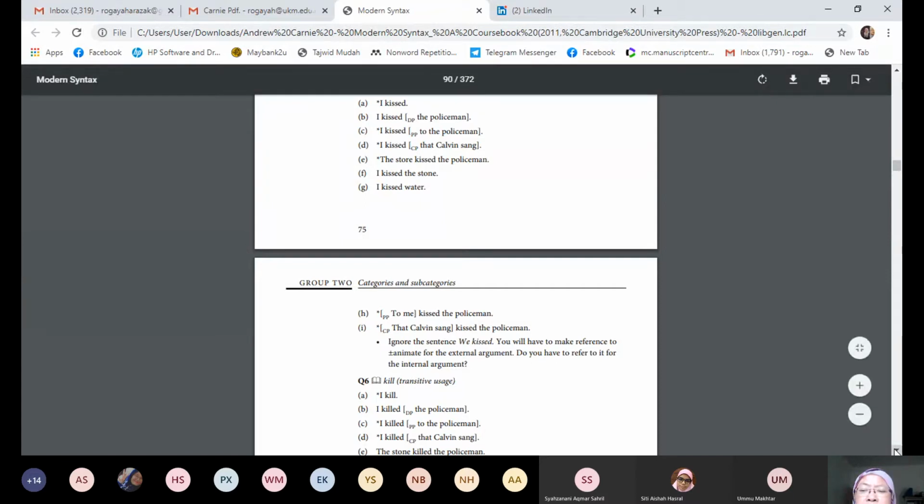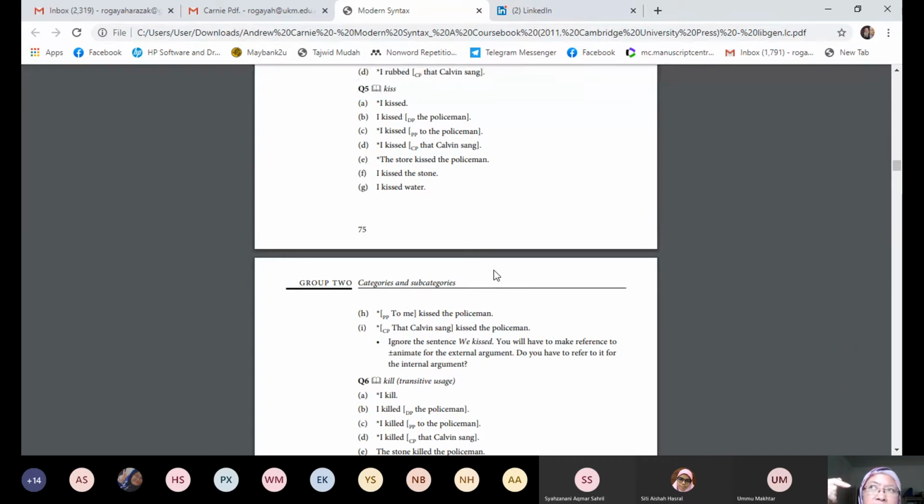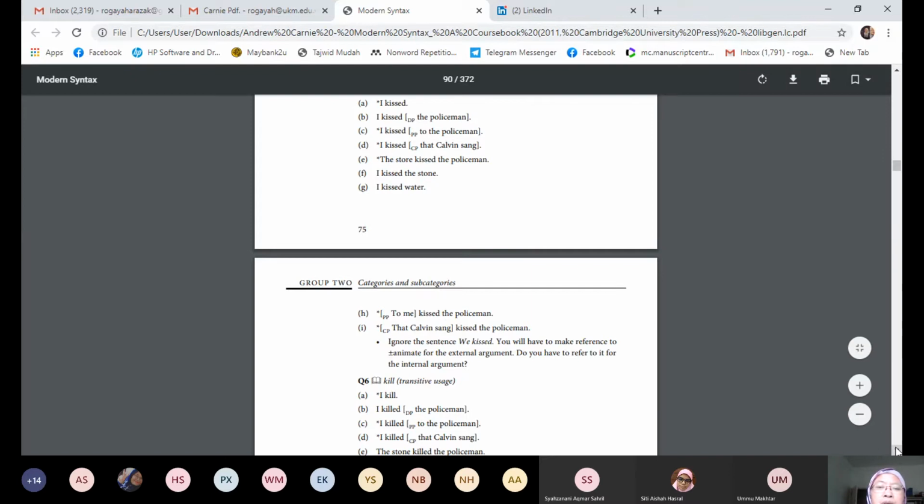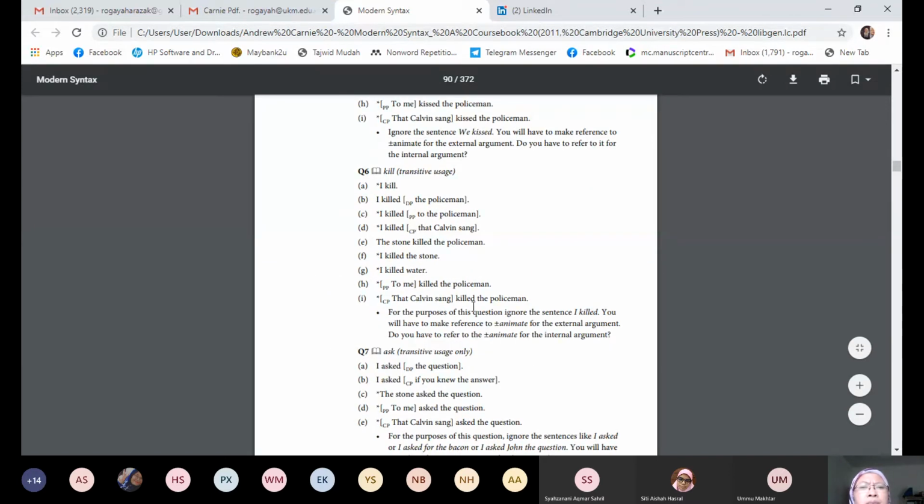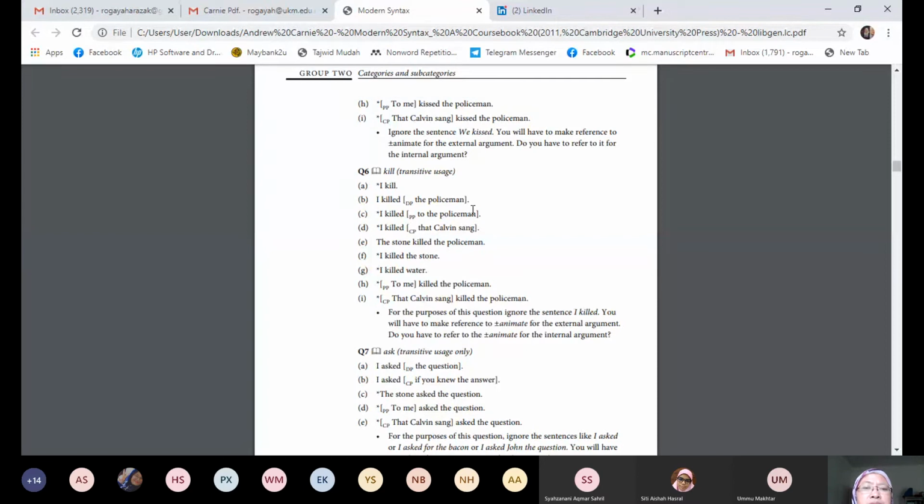Okay. So that means a conclusion. A transitive verb must have, for an active sentence, the subject usually be an animate noun, and then the object can either be an animate or an inanimate noun. Okay, then we see kill. I kill, because kill is used in a transitive way. I kill cannot. I kill the policeman, yes. I killed to the policeman, no. So for kill, PP and CP cannot happen after kill. The stone killed the policeman.